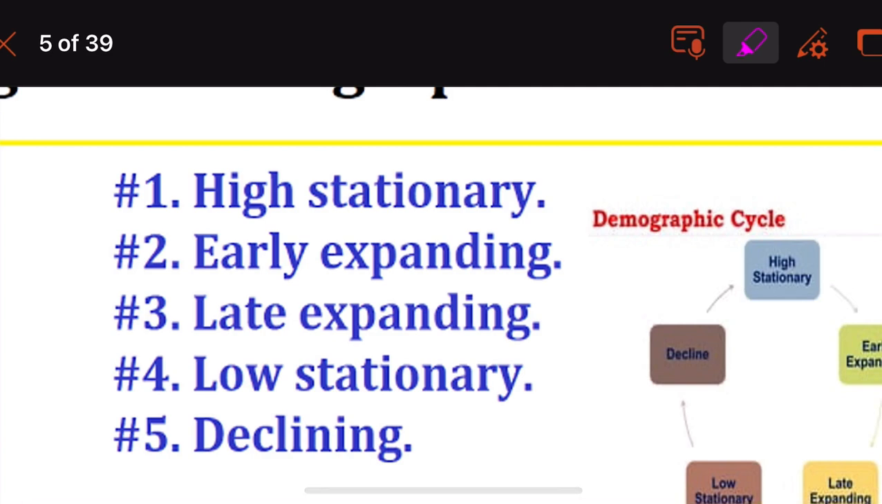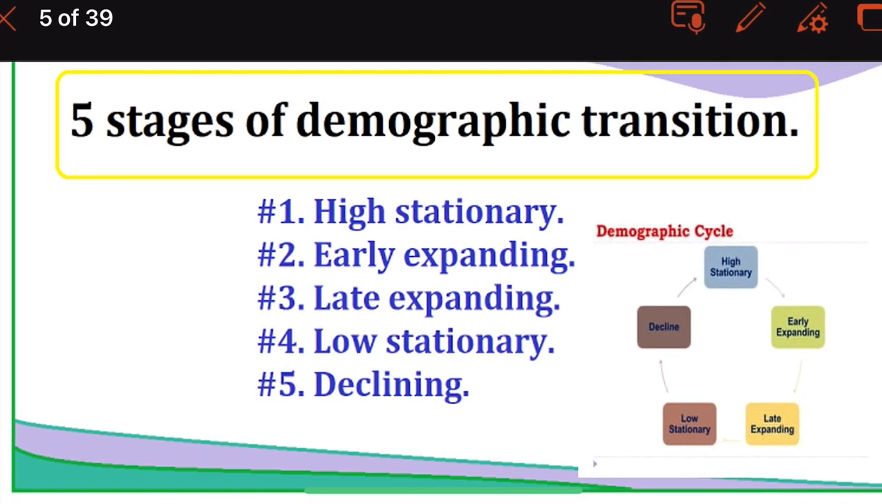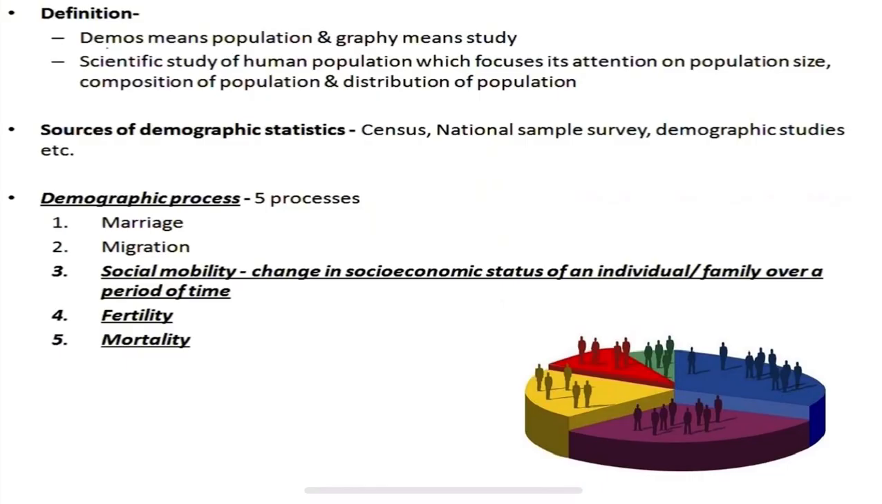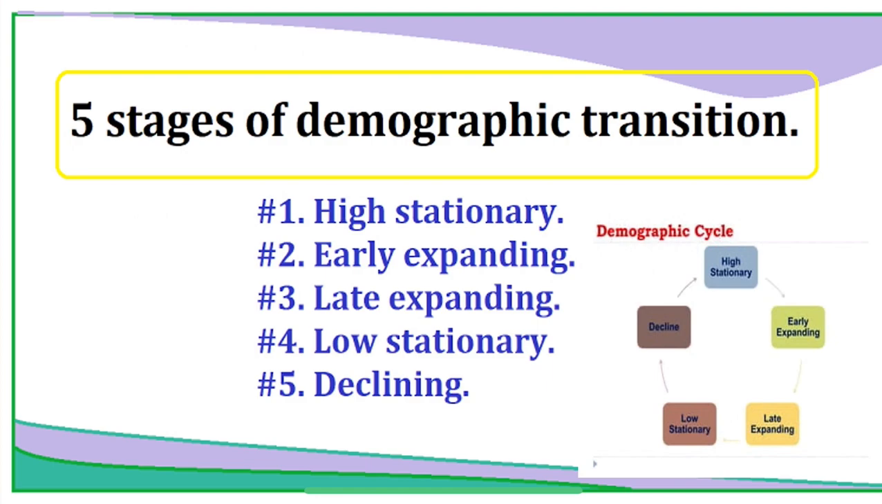So when they ask you to define demography, what are the sources, the processes and the cycle, remember, demography is the study of the population. Then we saw the sources like census, sample surveys, and demographic studies. Then we saw the processes: marriage, migration, social mobility, fertility, and later on what happens after fertility: decline or death. The last thing is mortality. Then the five stages that we saw, they are HELLD.